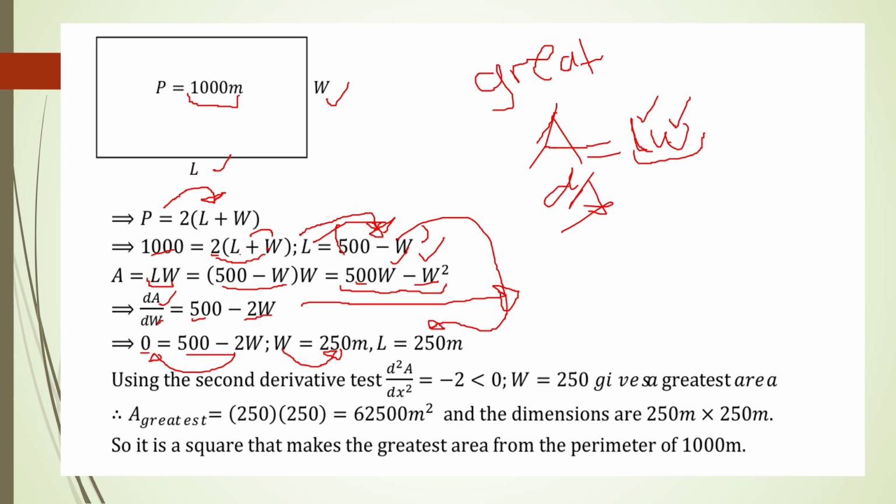Now this step is optional, testing out the W that you got, or the dimension that you got of 250 meters.